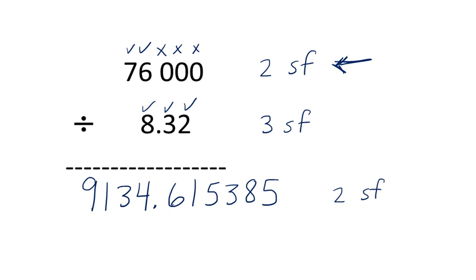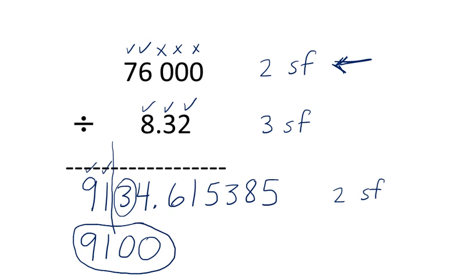And so we have to round this off to 2 significant figures. And so, of course, the 9 is significant, and so is the 1. So we have to stop after that, and everything else is rounded. So that 3 means that we round it down. So 9,134.615385 rounded to the nearest hundreds place would be 9,100. So that's the answer.